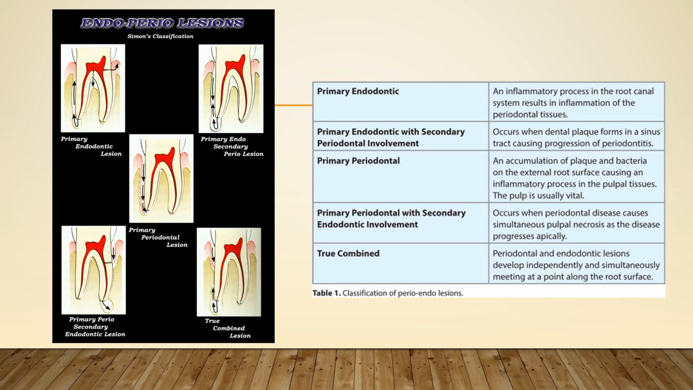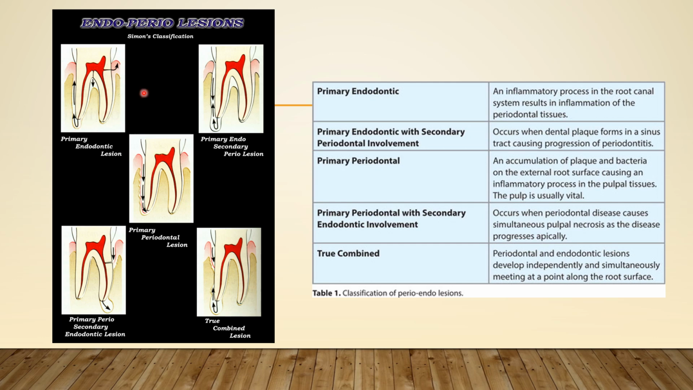This can be clearly explained by the classification given by Simon, that is primary endodontic lesion, primary endo-secondary perio lesion, primary periodontal lesion, primary perio-secondary endodontic lesion, and true combined lesion. So the first one is primary endodontic lesion, that is an inflammatory process in the root canal system. So when the pulpal infection leads to inflammation of the periodontal tissues, that is a primary endodontic lesion.